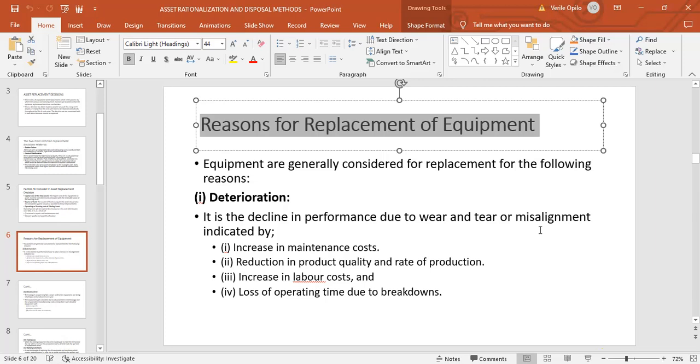You'll be able to note that an asset has deteriorated when you see various factors regarding that particular asset. For example, the increase in maintenance cost, which we have talked about. When the maintenance costs are high, it means the business is going to be replacing parts here and there, incurring a lot of cost to pay the person who is doing the repairs and the maintenance.